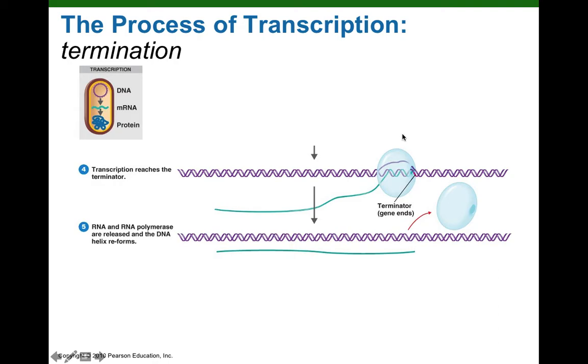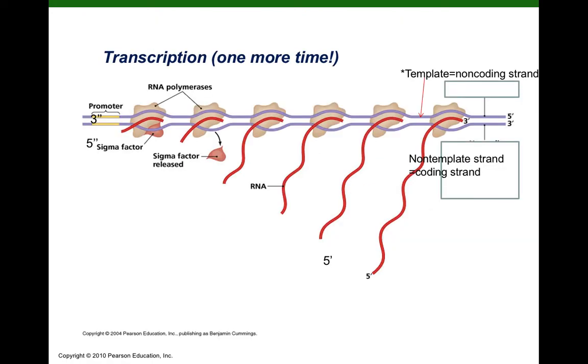And here's just showing the RNA polymerase. It's hard to see here, hitting the terminator DNA sequence. And when RNA polymerase hits the terminator sequence, it releases the DNA, and it also releases the RNA transcript right here. Okay, so much easier than DNA replication. So this is termination, when it stops.